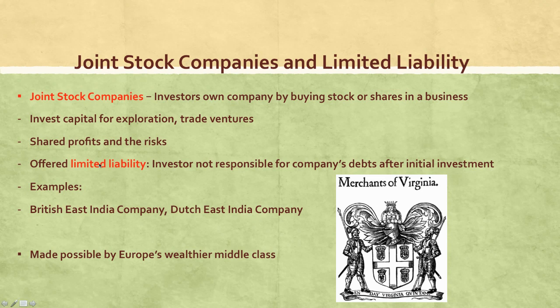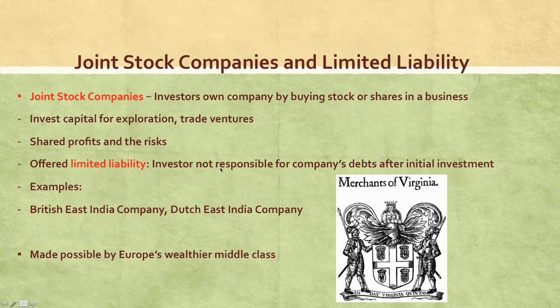Joint stock companies have limited liability. And that means that an investor is only responsible for what they invest in. So, for instance, if JP is an investor in the Virginia Company and he invests 100 florins into the company, and the company unfortunately doesn't do very well, they don't find any gold, and the company starts to go thousands of florins into debt, JP is only liable for the initial investment he put in, which was 100 florins.